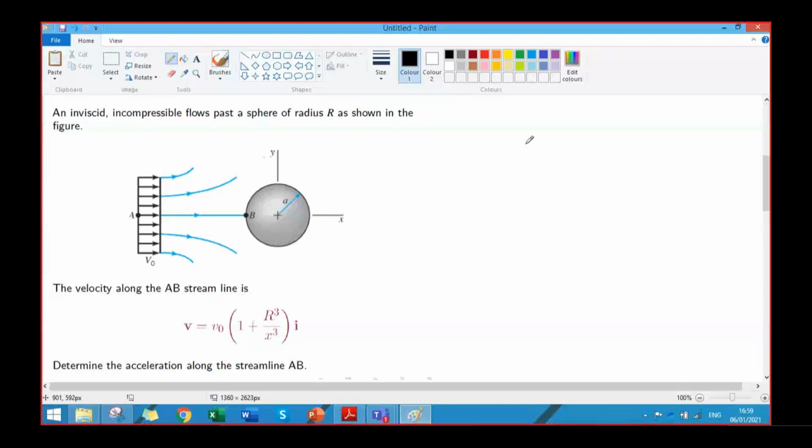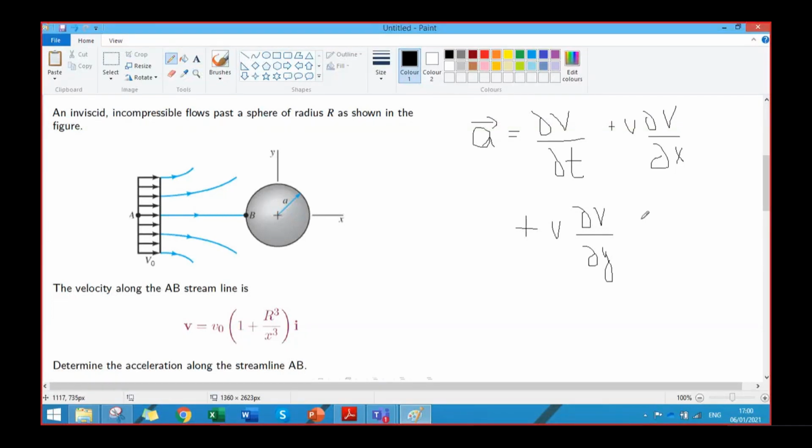So first I would recommend you to write the acceleration derivative for this. That would be equal to partial v by partial t plus u partial v by partial x plus v partial v by partial y plus w partial v by partial z, right?